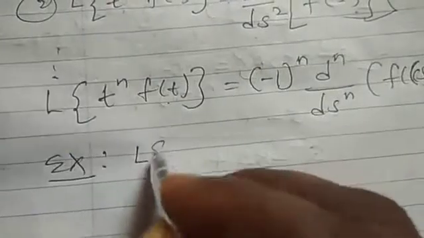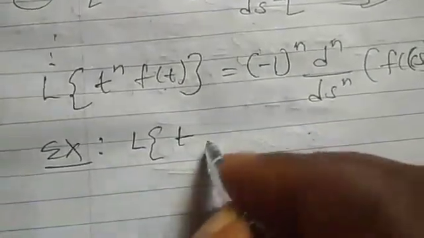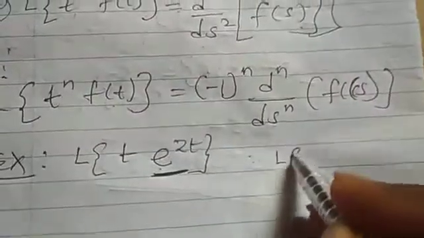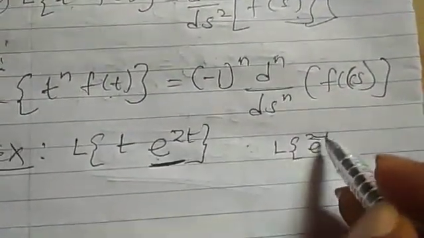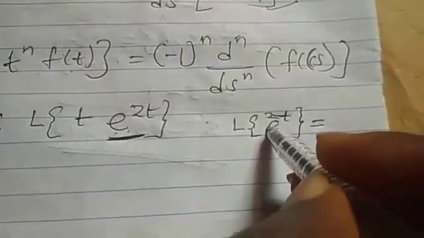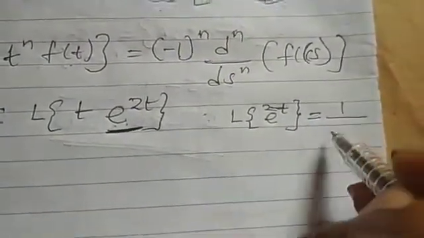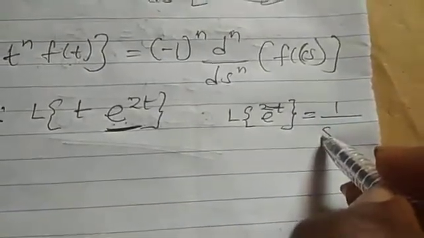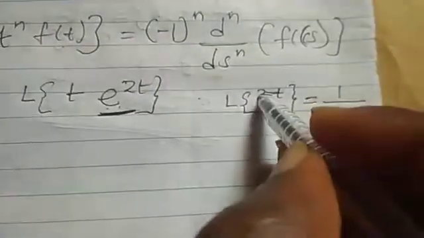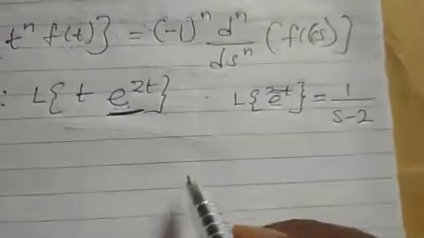Let's quickly take an example. Let's assume that we want to find the Laplace transform of t exponential 2t. This is the function we are talking about. You first find the Laplace transform of that function. The Laplace transform of exponential 2t, you know, is 1 over s. If you use the table of Laplace transform again, you need to rewind, go to the first or the second one. You know this is 2 there, it will be s minus 2.